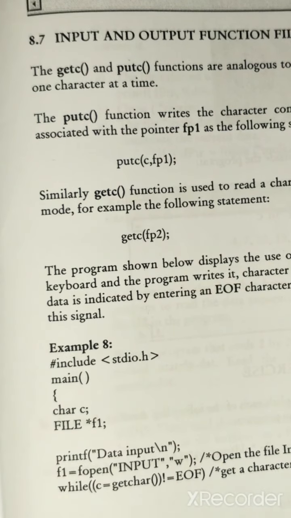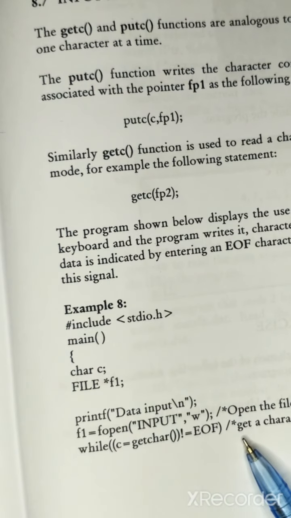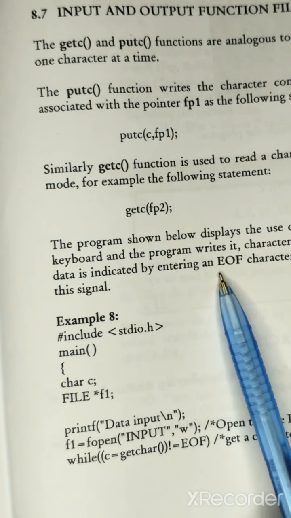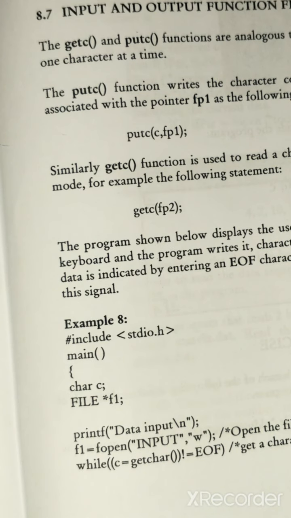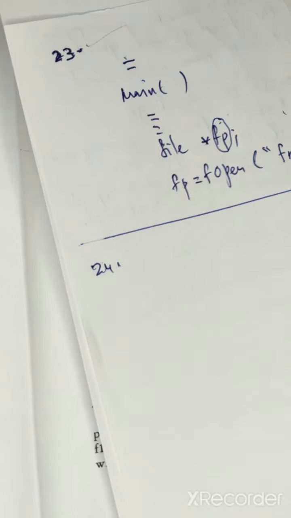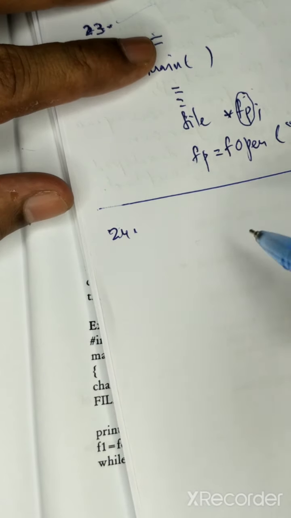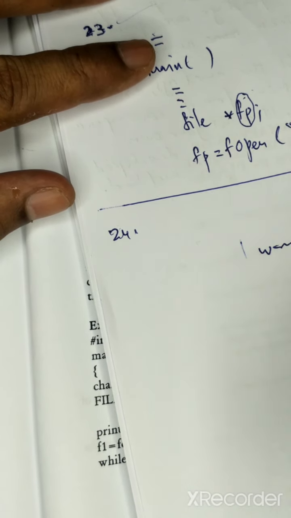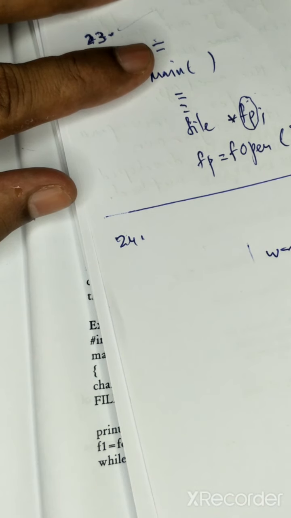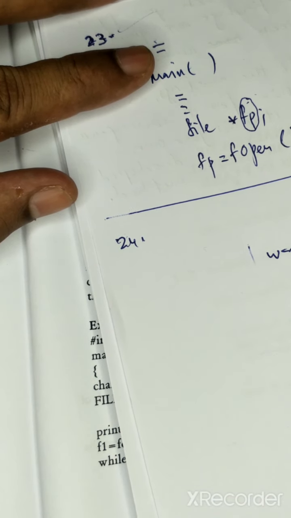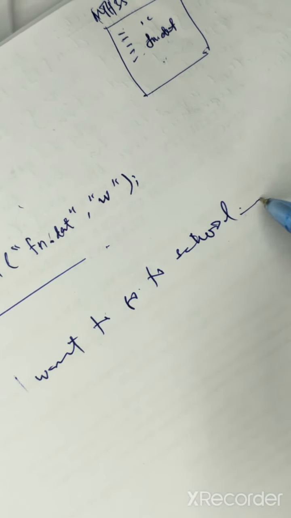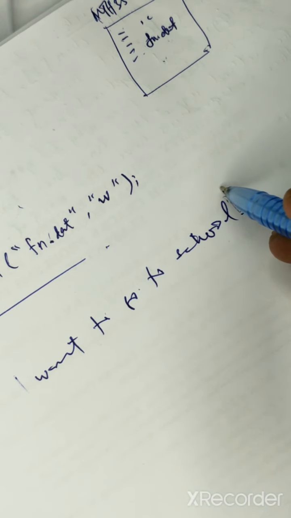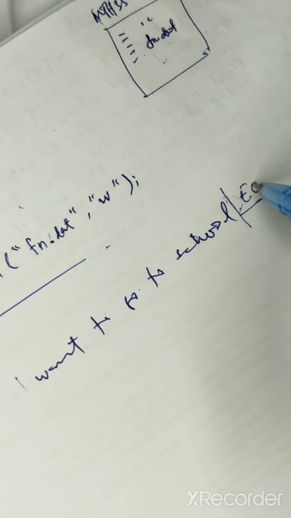So look at this example here. If you look at this example, you can see end of file, everything here. This end of file means that if you want to keep the data, let's say "I want to go to school." So this is the end of data, after this part here, end of file.